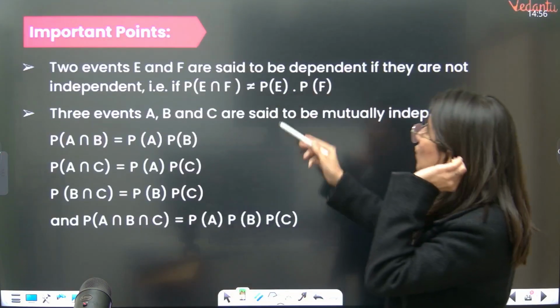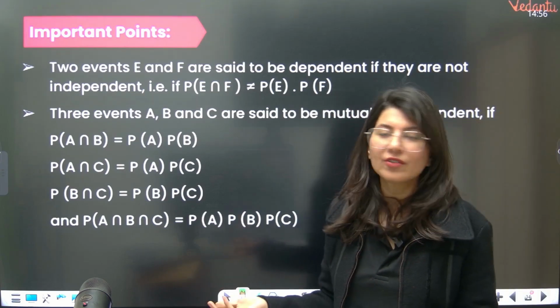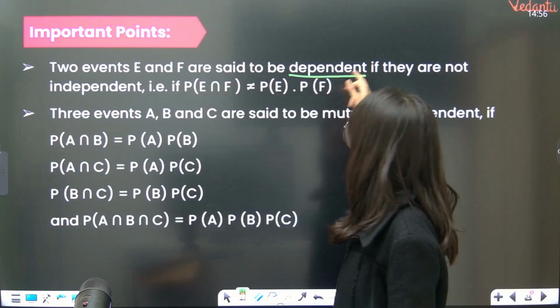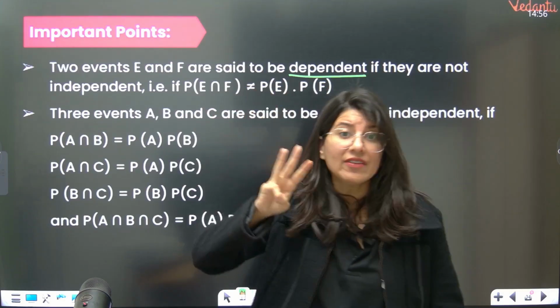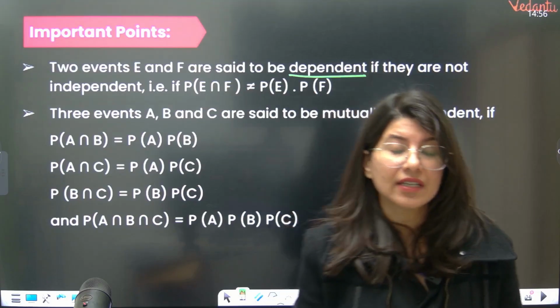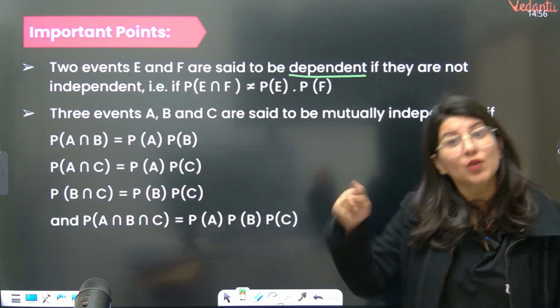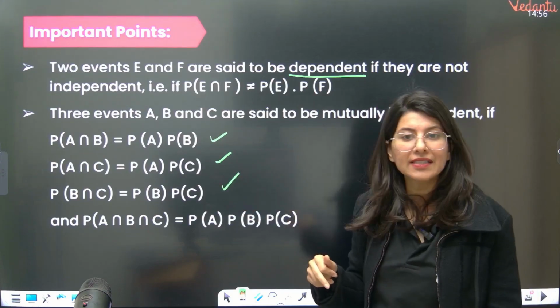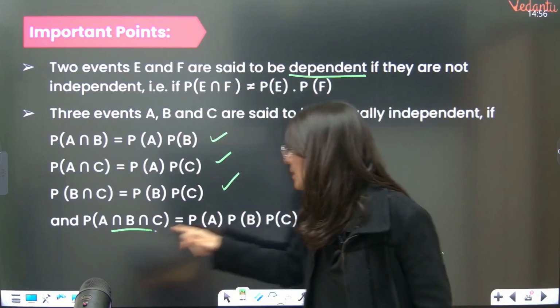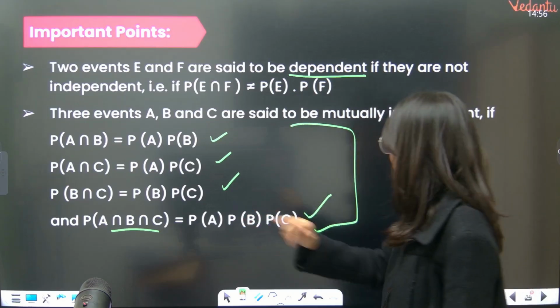Okay, now two events are independent if the intersection is equal to the product of their probabilities. Two events are dependent if this is not equal, obviously vice versa. Now three events A, B, C are said to be mutually independent if pairwise, so A, B; A, C; B, C are independent, and A, B, C should also be independent. So it should actually satisfy all four conditions.